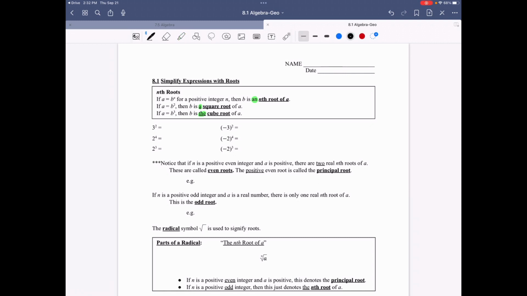when we have powers. 3 squared is 3 times 3, which is 9, and negative 3 squared is negative 3 times negative 3, which is also 9. And so both 3 and negative 3 are square roots of 9.